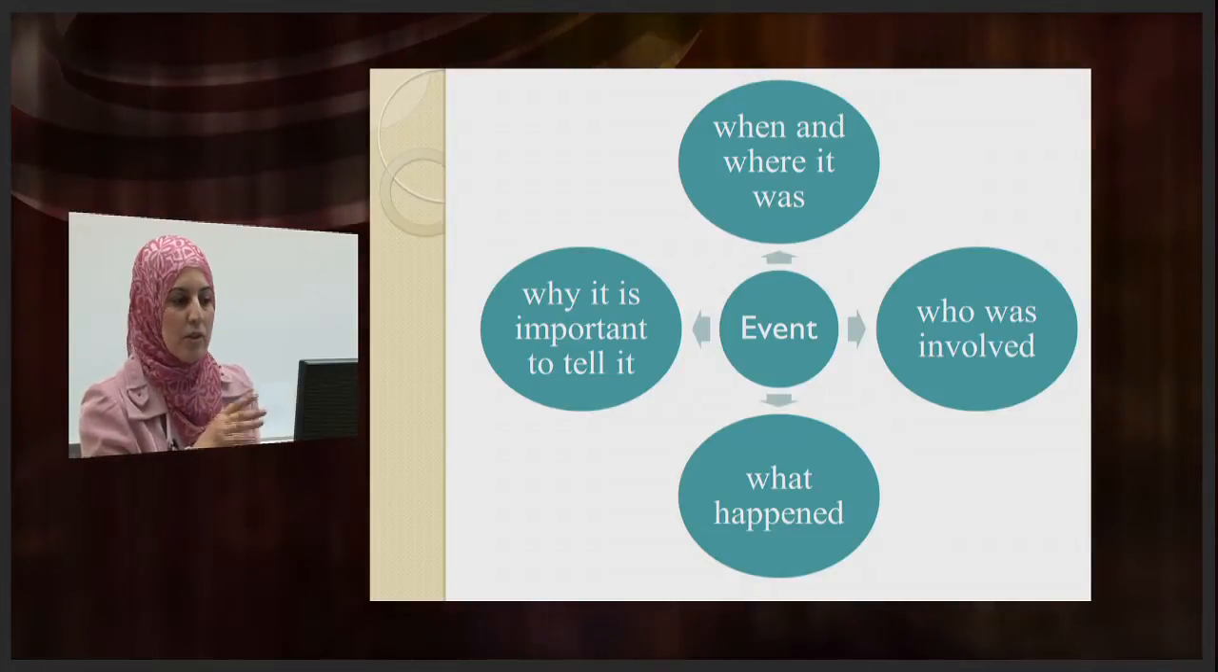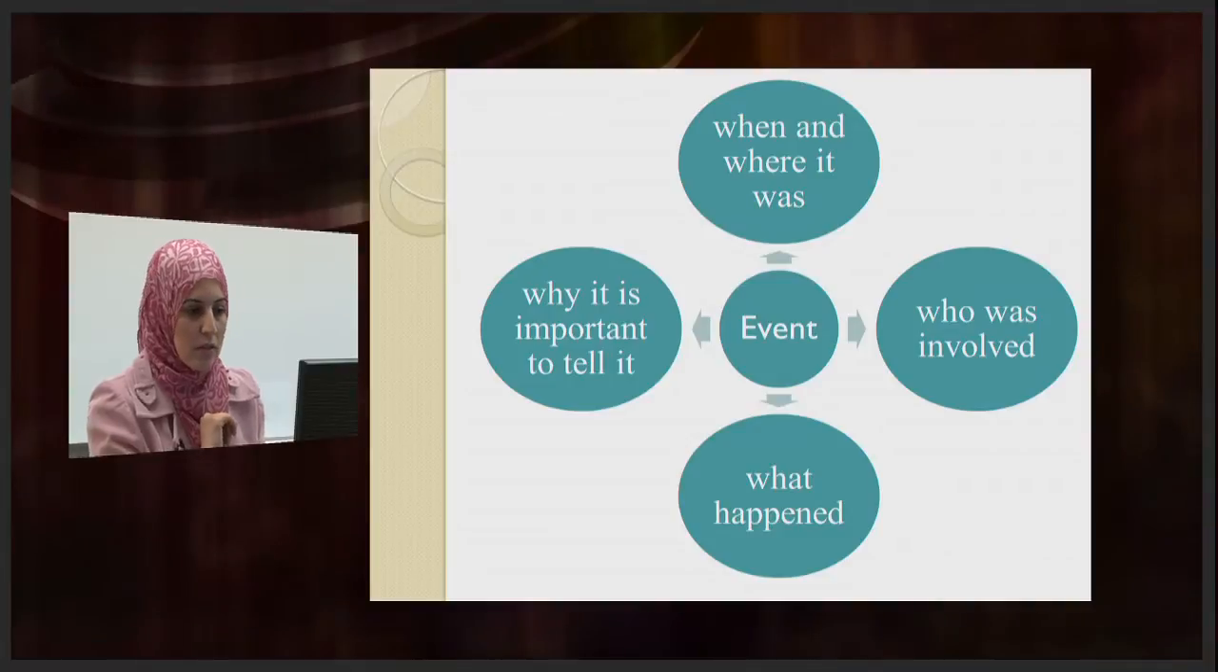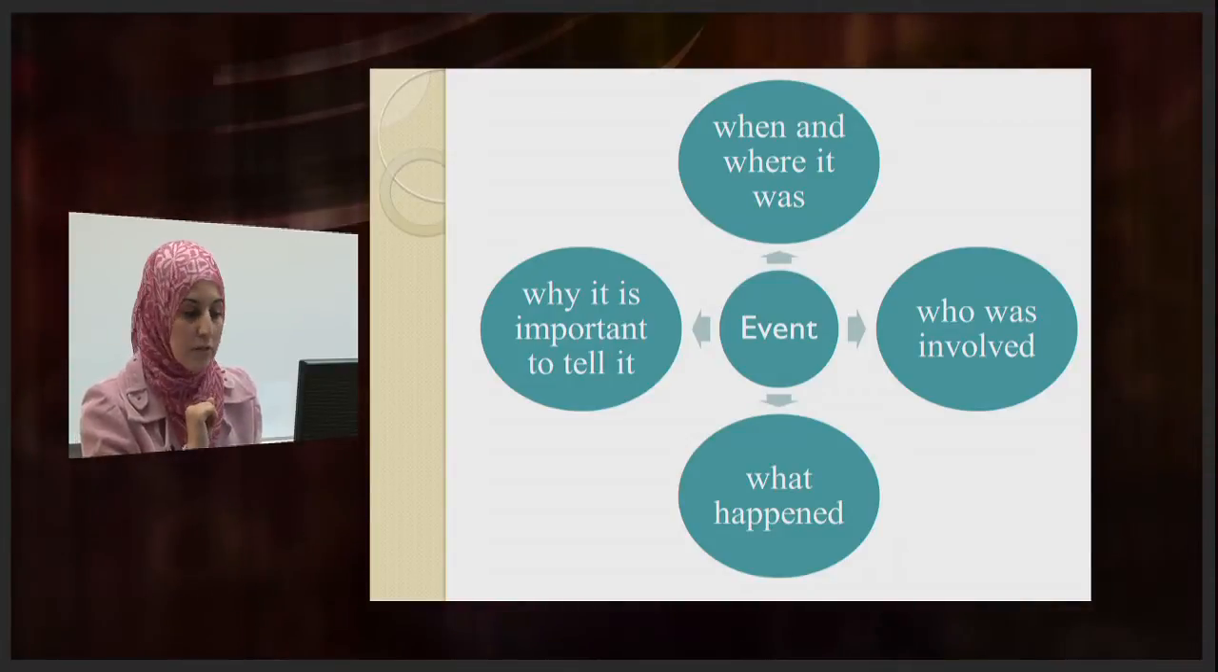When you describe an event, you need to have these four main elements. You need to talk about when and where it was, who was involved, what happened, and finally, why it is so important that you still remember it and you are telling it. Let's now have an example about each element.